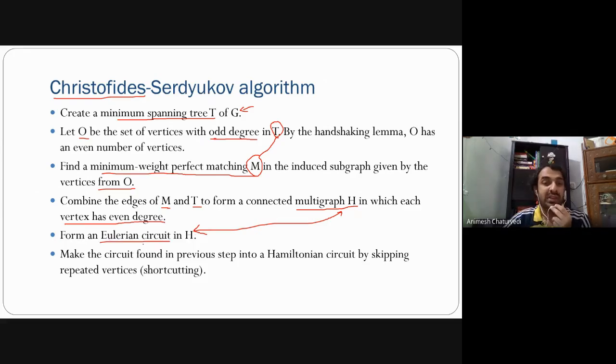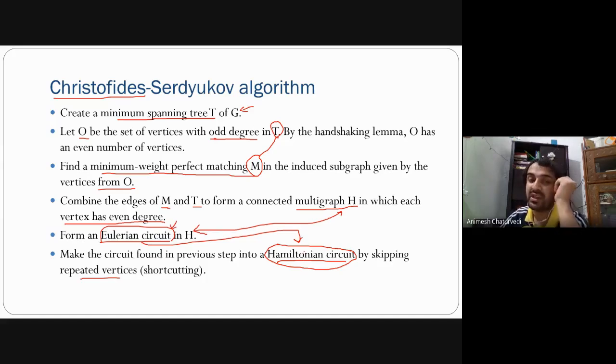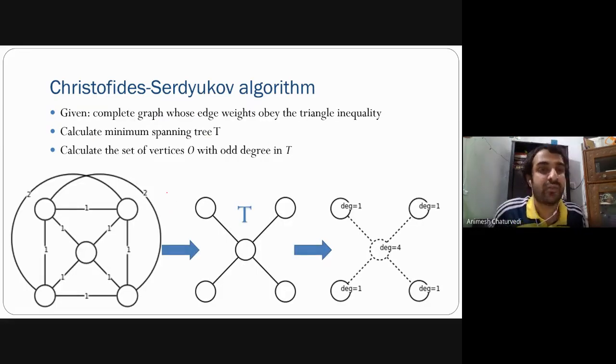Why did we create this Eulerian circuit? So that we can find the Hamiltonian circuit. And it is possible in polynomial time to get a Hamiltonian circuit from a Eulerian circuit. You generate this Hamiltonian circuit by skipping the repeated vertices. You just remove the repeated vertices in the Eulerian circuit and you get the Hamiltonian circuit. In a Eulerian circuit you can visit a vertex repeated times, but in a Hamiltonian circuit you have to visit a vertex only once.